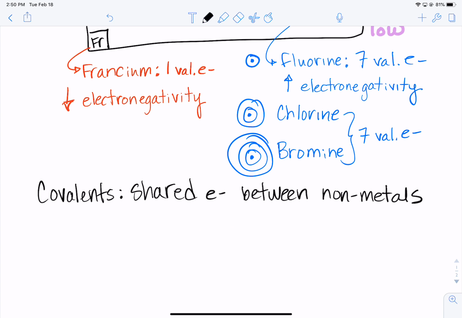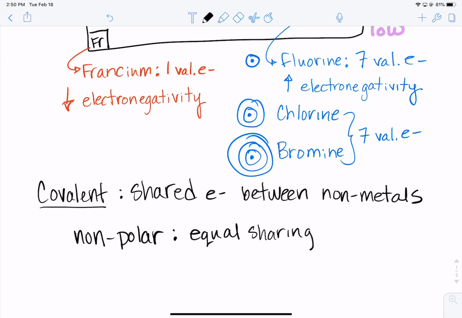And we can further classify our covalent bonds. A covalent bond shares electrons between nonmetals. If they equally share, we call this nonpolar. And this is equal sharing. If they unequally share, we call this polar. Unequal sharing.